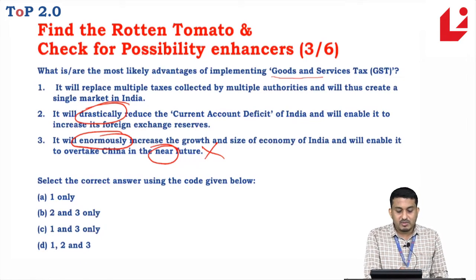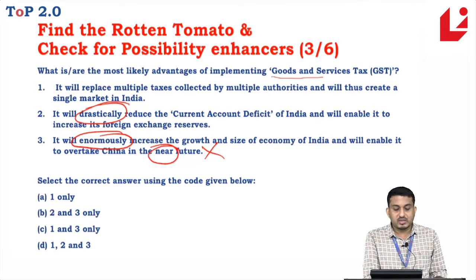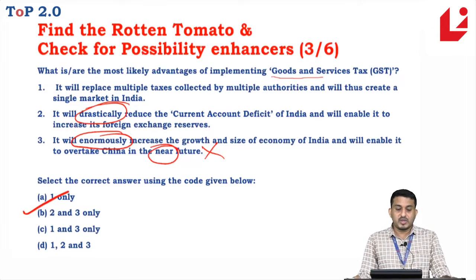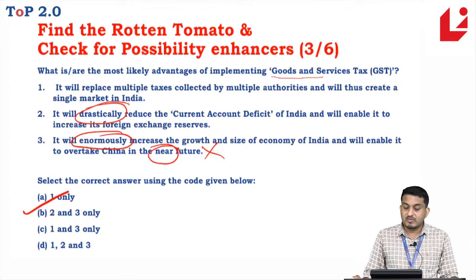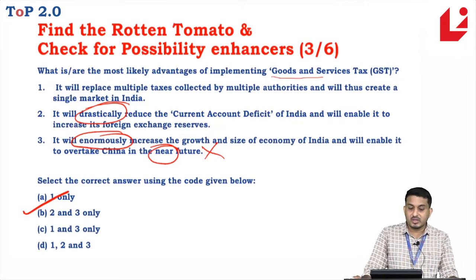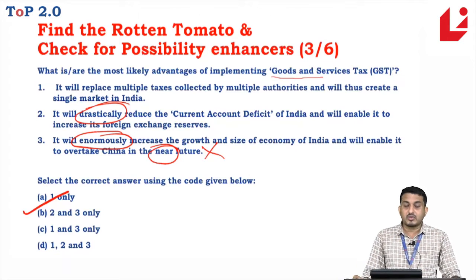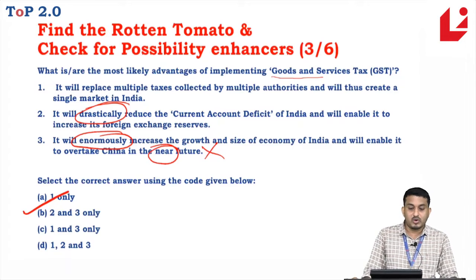If 2 can be eliminated, 3 can be eliminated, what is the answer? Answer is 1 only. You read the first statement. It will replace multiple taxes collected by multiple authorities and will thus create a single market in India. This is very basic knowledge, a very basic definition regarding GST. So answer is A, 1 only.